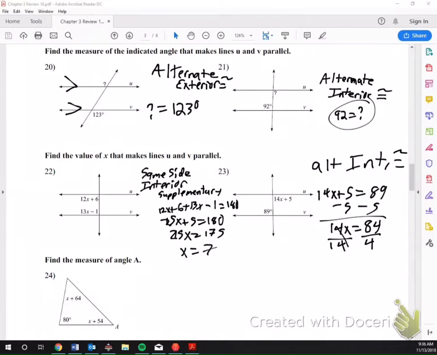Okay, now in this next one, you've already got that. So you get x equals 21. I forgot to plug it in. So I plug in the 7 right there and the 7 right there. I get 12 times 7 is 84. 84 plus 6 is 90. 13x minus 1, that gives me 91 minus 1, or 90. So they actually both end up being 90, which means they're right angles.